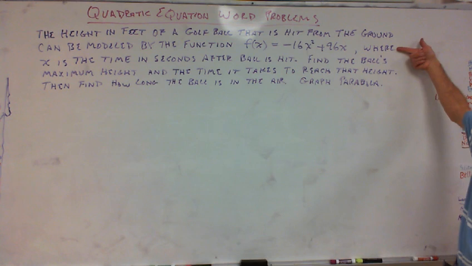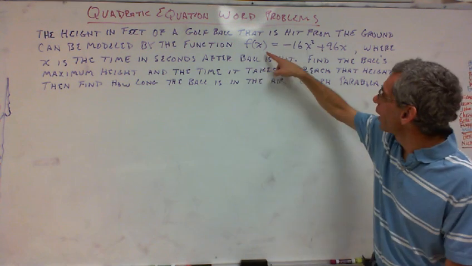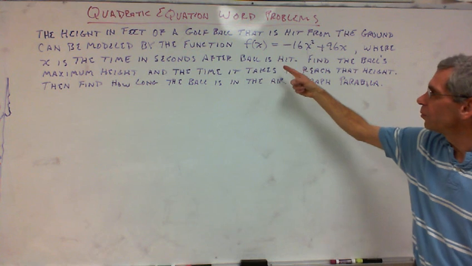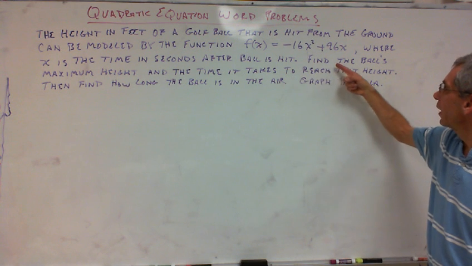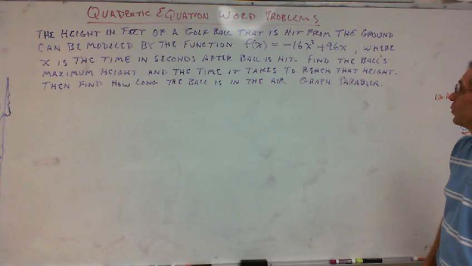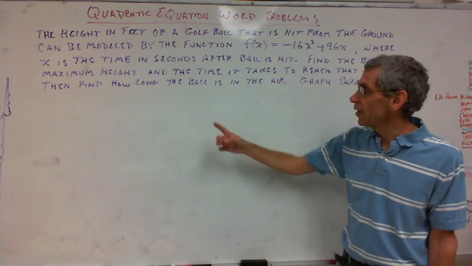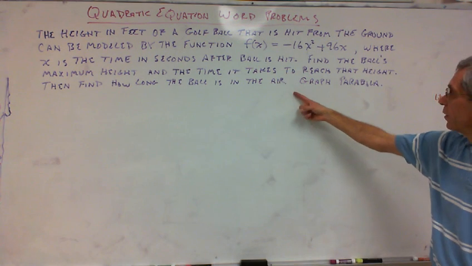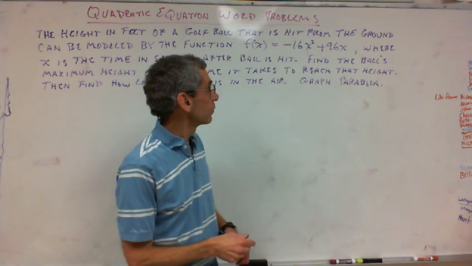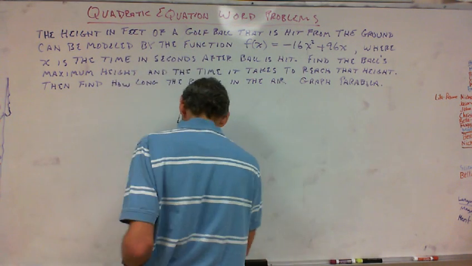But okay, so it can be modeled by that, where x is the time in seconds after the ball is hit. Find the ball's maximum height and the time it takes to reach that height. Then find how long the ball is in the air, and then graph the parabola. So there's a lot of things there that they're asking. So you kind of have to keep that in mind.